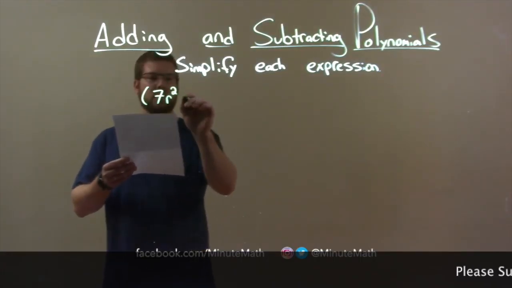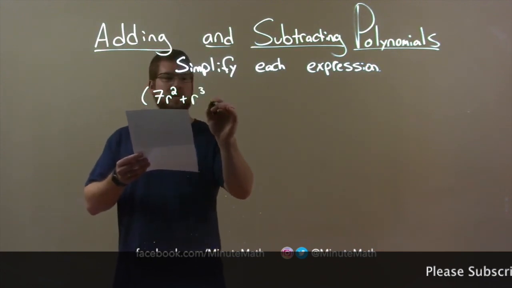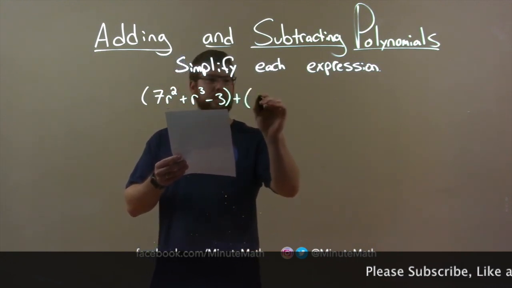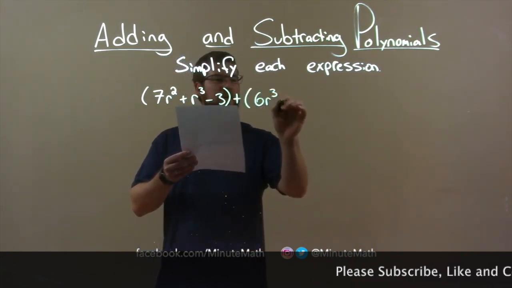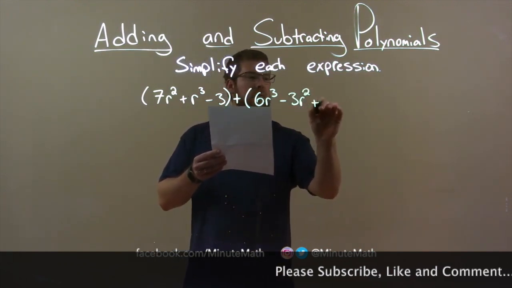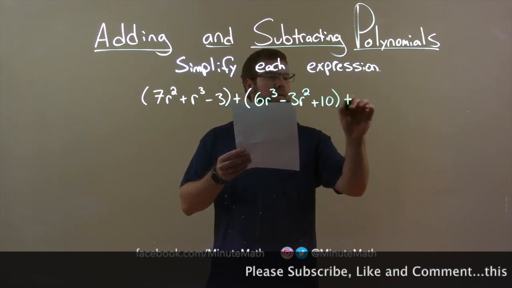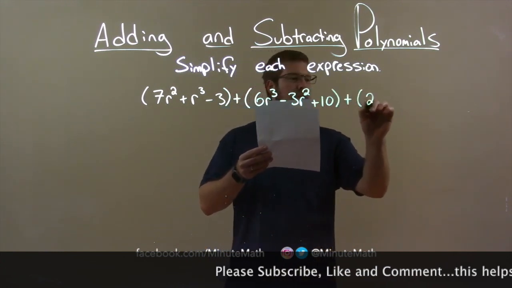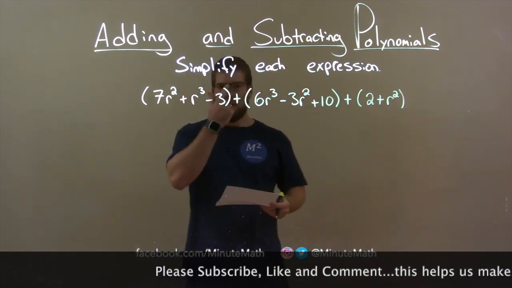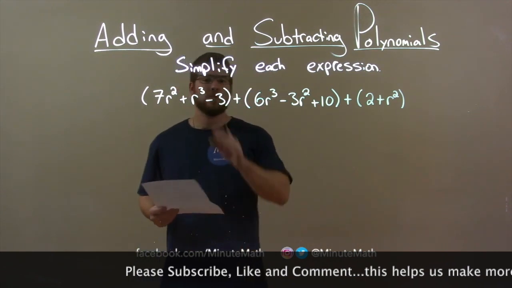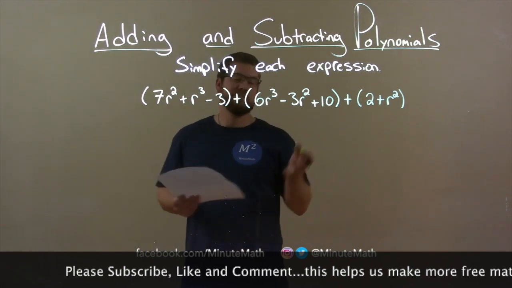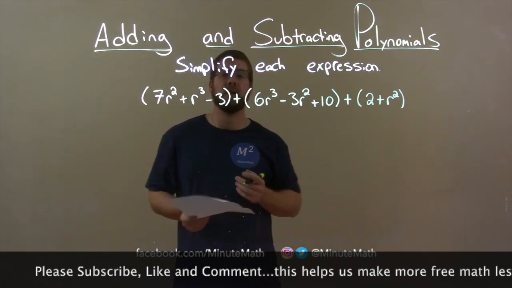7r squared plus r to the 3rd minus 3, plus, next parenthesis, 6r to the 3rd minus 3r squared plus 10, the last parenthesis, plus 2 plus r squared. All right. Well, what I want to do now is I first look within each parenthesis. Is there anything that I can combine that's a like term to simplify? Within each parenthesis, the answer is no.